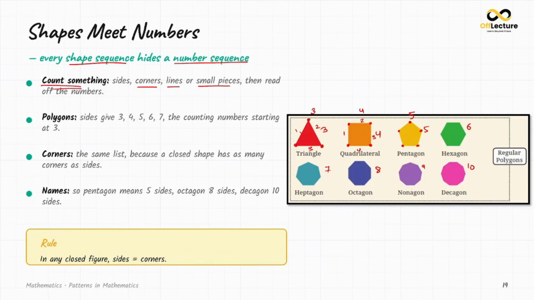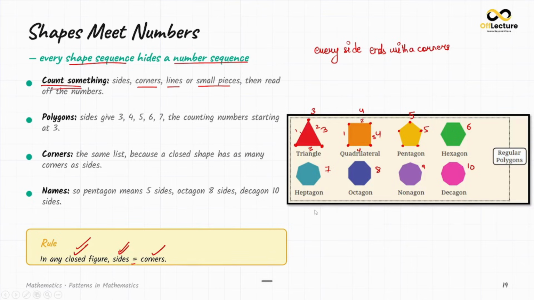So why must that be? Because in a closed figure, every side ends with a corner, and every corner joins exactly 2 sides. They pair up one to one, so the counts never differ. That is, in any closed figure, the number of sides is equal to the number of corners.